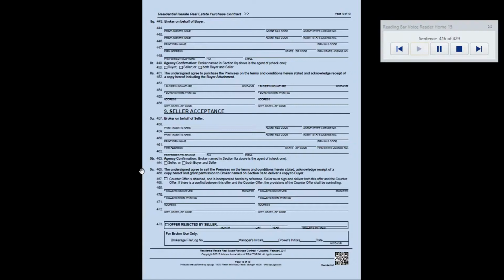Counter offer is attached, and is incorporated herein by reference. Seller must sign and deliver both this offer and the counter offer. If there is a conflict between this offer and the counter offer, the provisions of the counter offer shall be controlling. Seller's signature, month, date, year. Seller's name printed. Address. City, state, zip code. Offer rejected by seller, month, day, year.